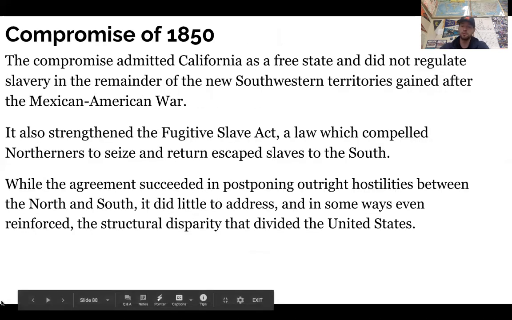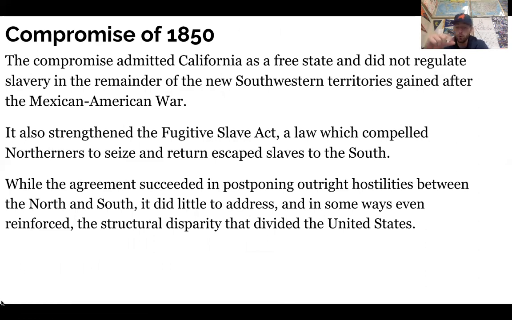We get another kind of compromise, this time in 1850. This one allowed California in, shout out California, to the United States as a free state, did not regulate slavery in the remainder of the southwestern territories gained after the Mexican-American War, meaning they could kind of do what they want. If they want to be a slave state, they could. It also strengthened this thing called the Fugitive Slave Act.